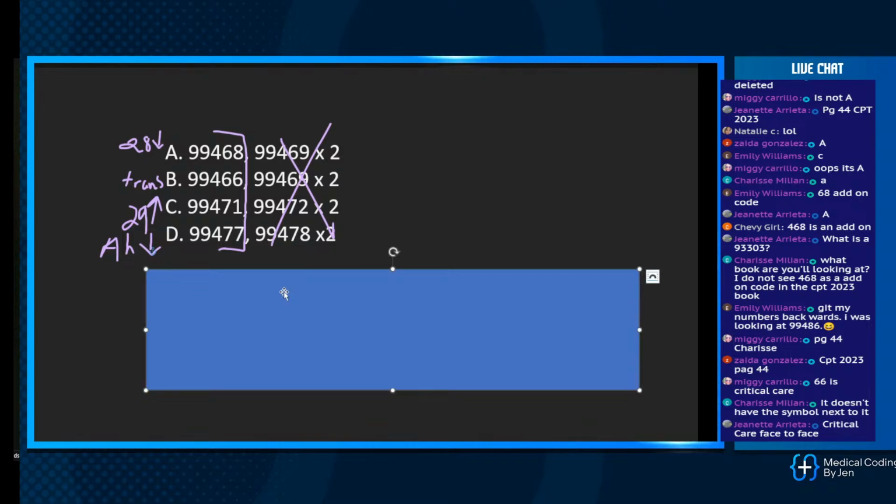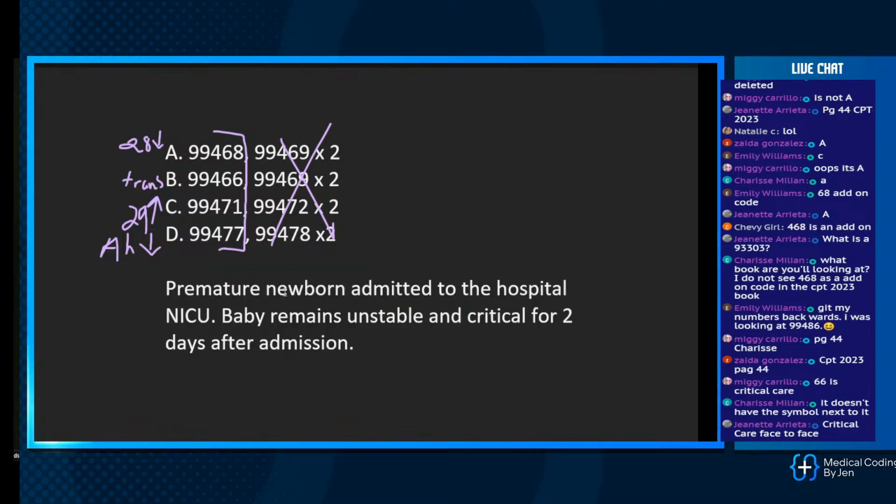So let's check out our age. That'll help us eliminate some answers. Where's my charger?